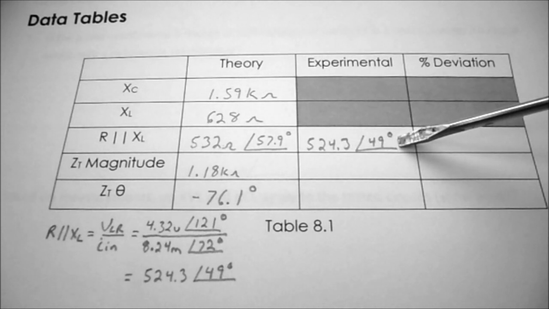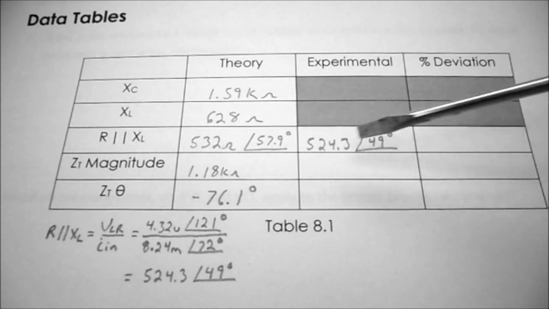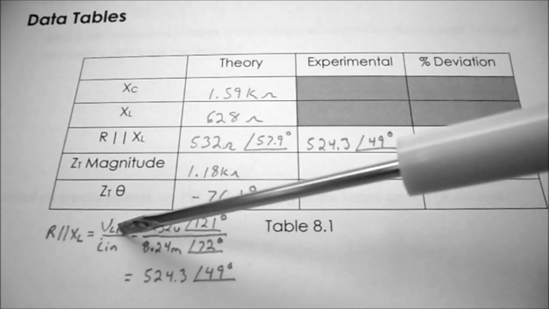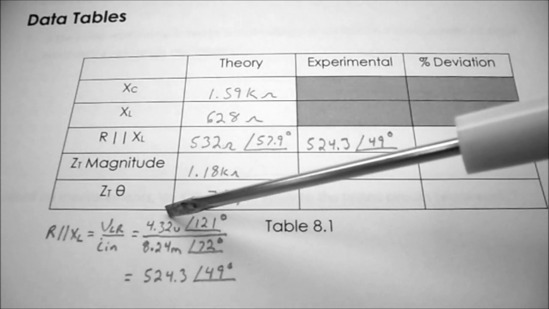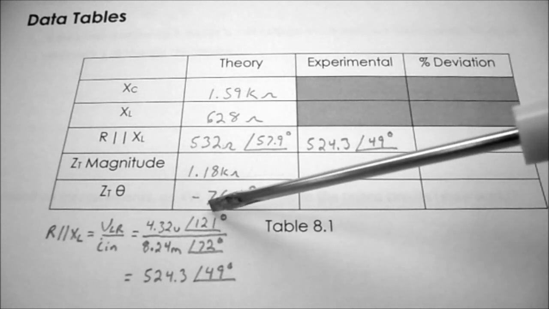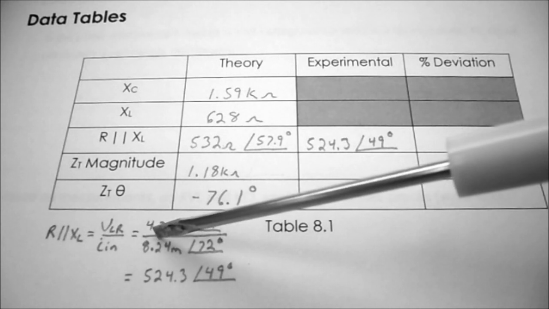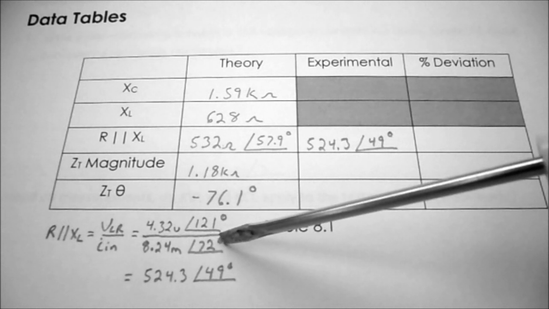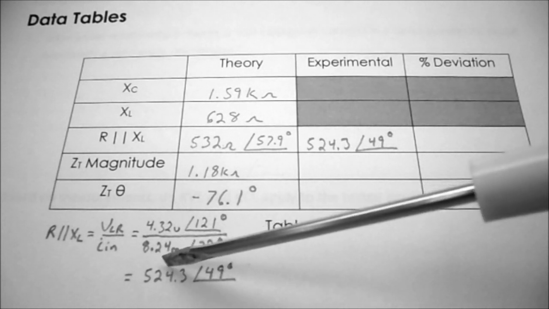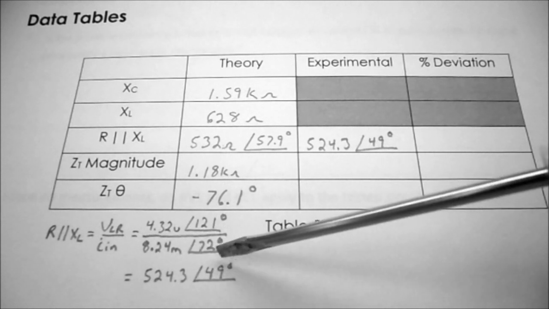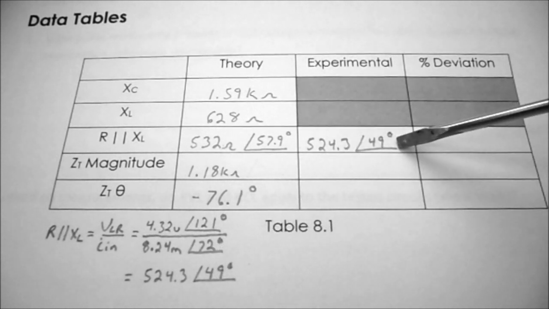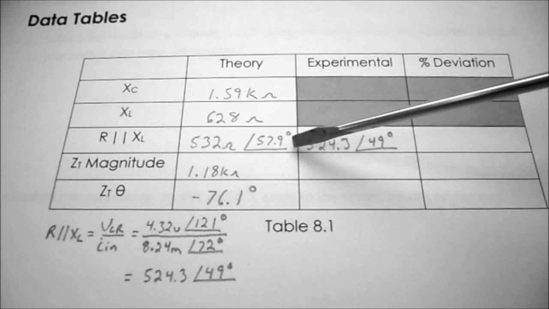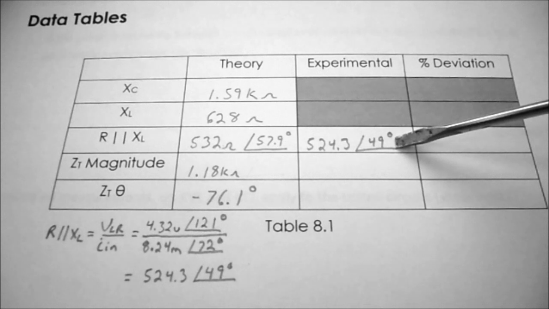So to find our experimental R in parallel with XL, we're going to take VLR and divide it by I in. So that's equal to 4.32 volts at an angle of 121 degrees, divided by 8.24 milli. Remember, that's times 10 to the minus 3 at an angle of 72 degrees, and that works out to 524.3 at an angle of 49 degrees. So you can see that this is off a little bit from our theory, and that's probably due to the internal resistance of our inductor, which was about 22 ohms.